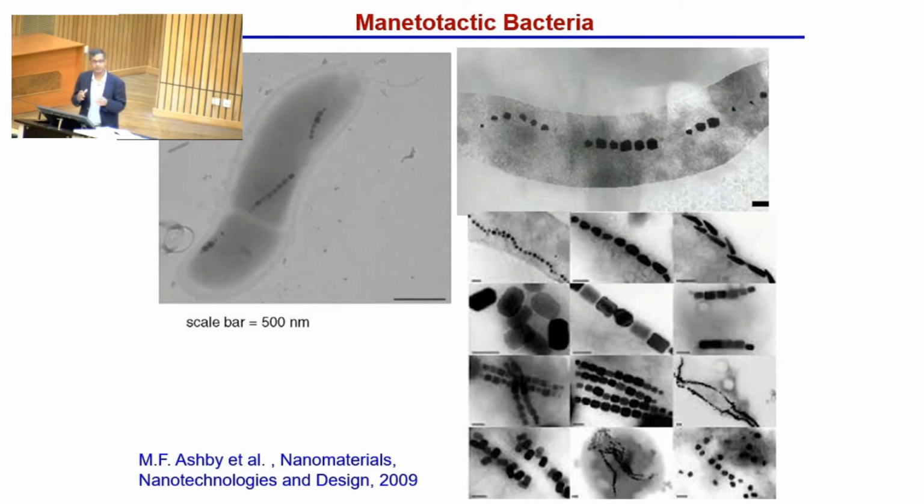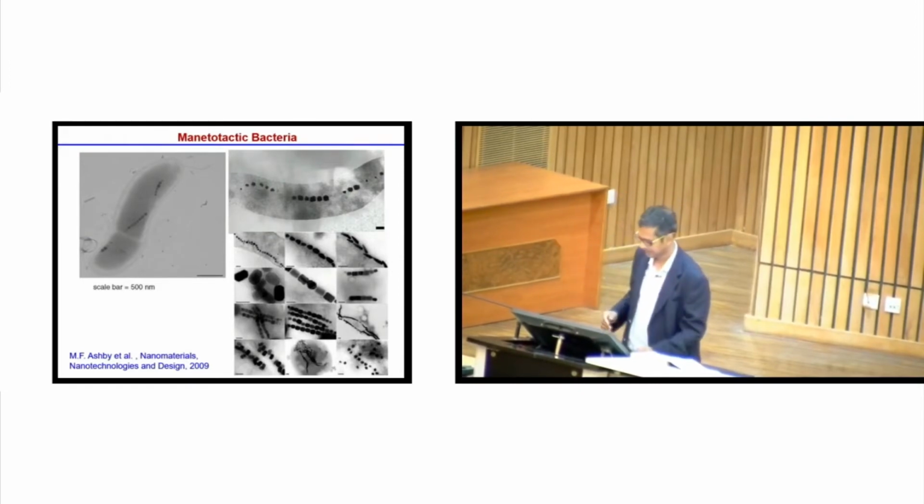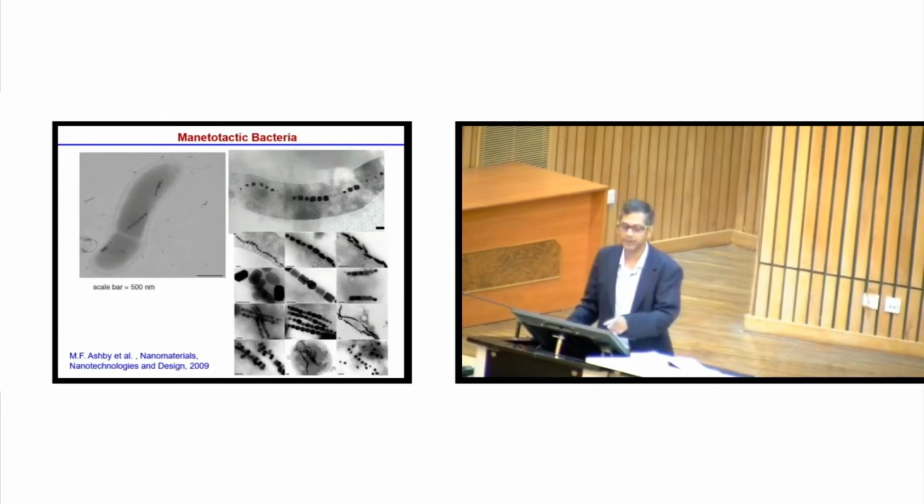Well, that's another example of nature which I should finish before my 15-minute slot ends. Bacteria are very important, and I'm giving you the bacteria known as magnetotactic bacteria. Magnetotactic, a G is missing here. Magneto means magnet, tactic means which can move.